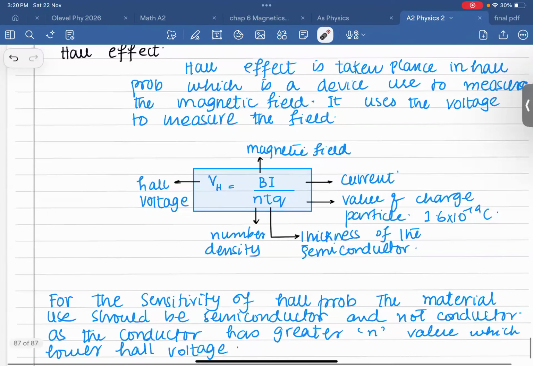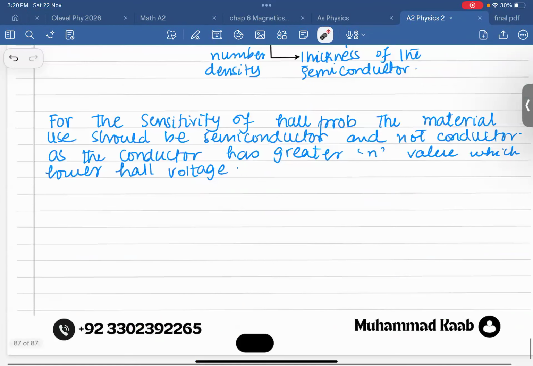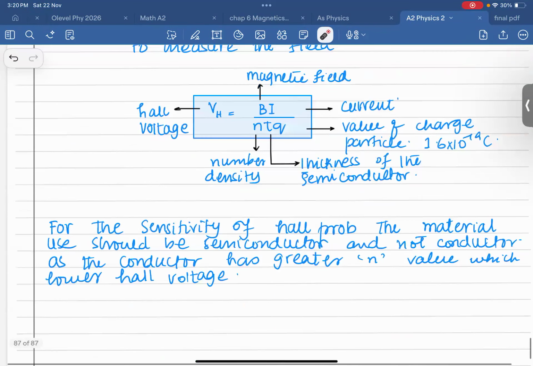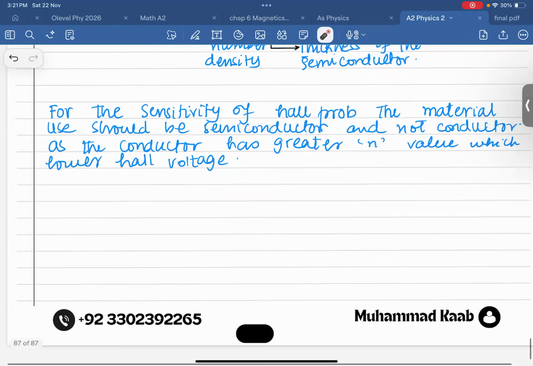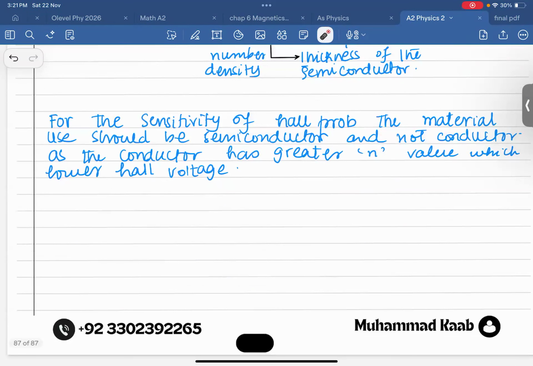Now, to understand how it works, by the way, the T is the thickness of the semiconductor. It is not the time or anything related with time. And I is the current flowing through it. Now, I have some pictures for you guys.